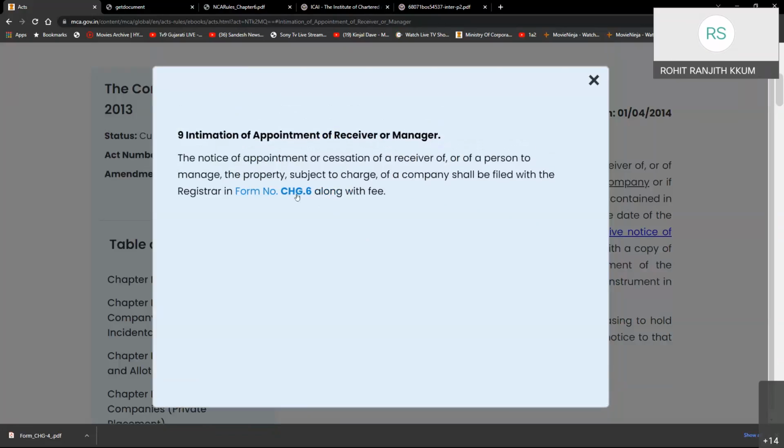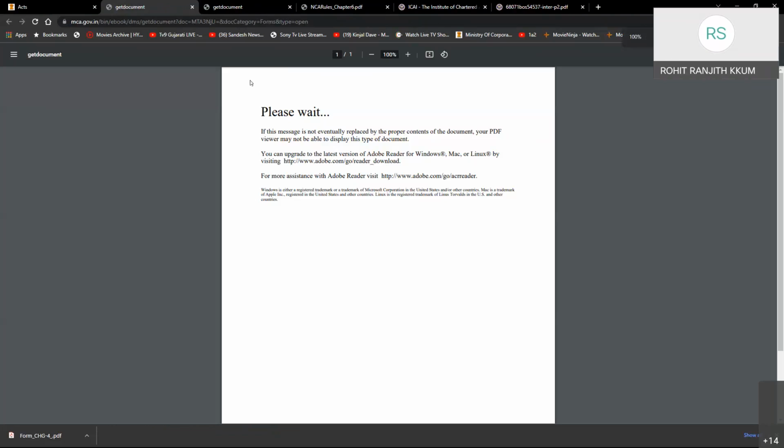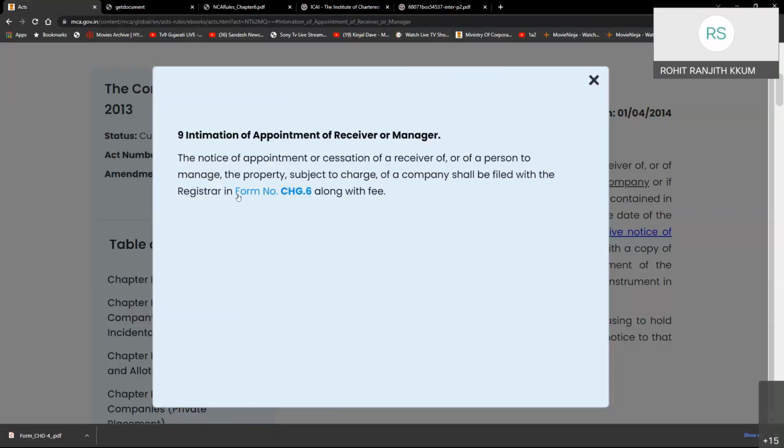Now, how will the notice be given? For that, the form number CHG-6 is prescribed by the law. Now, I'm not opening the form now. If you want to look at the form, you can just directly go. But Form CHG-6 is made available for intimation of appointment of a receiver or the manager. Okay, you can take a snapshot of this if you want to.